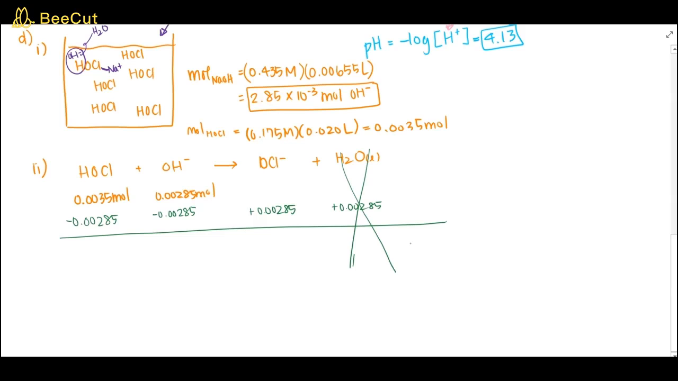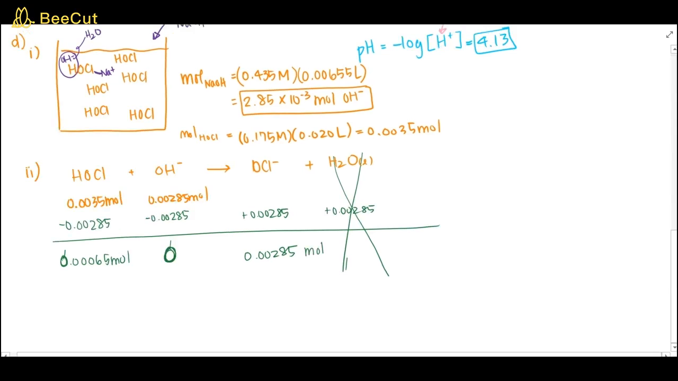So at the end of the day, this buffer system, because it was a weak acid and its conjugate base, consumed all of the OH minuses, and I end up with 0.00065 moles of HOCl, and I end up with 0.00285 moles of OCl minus.